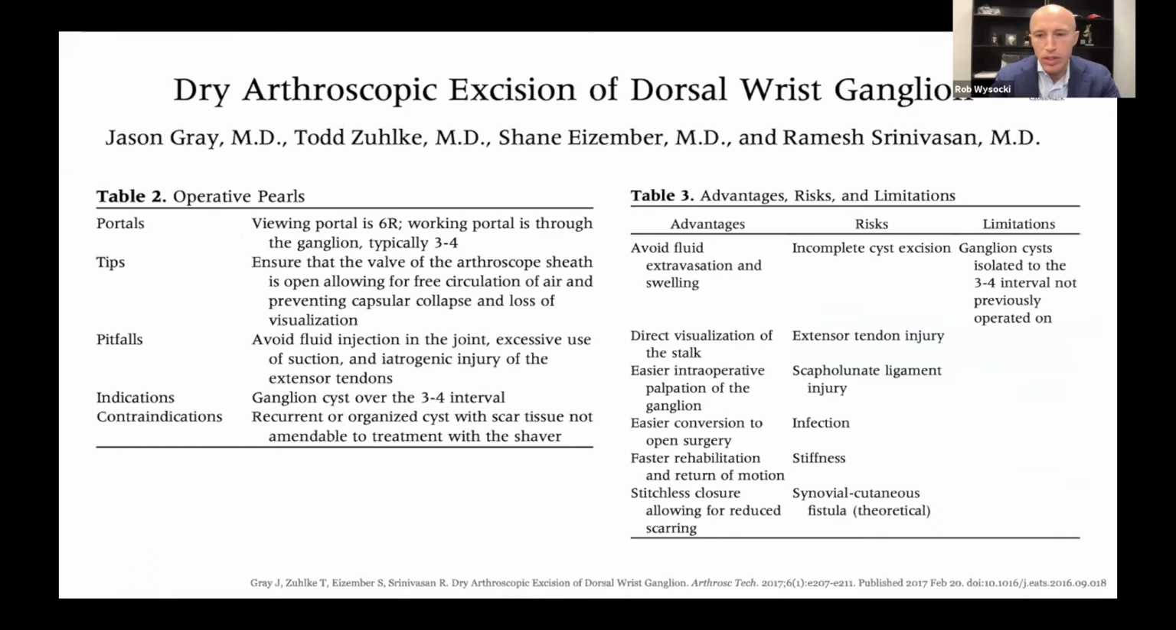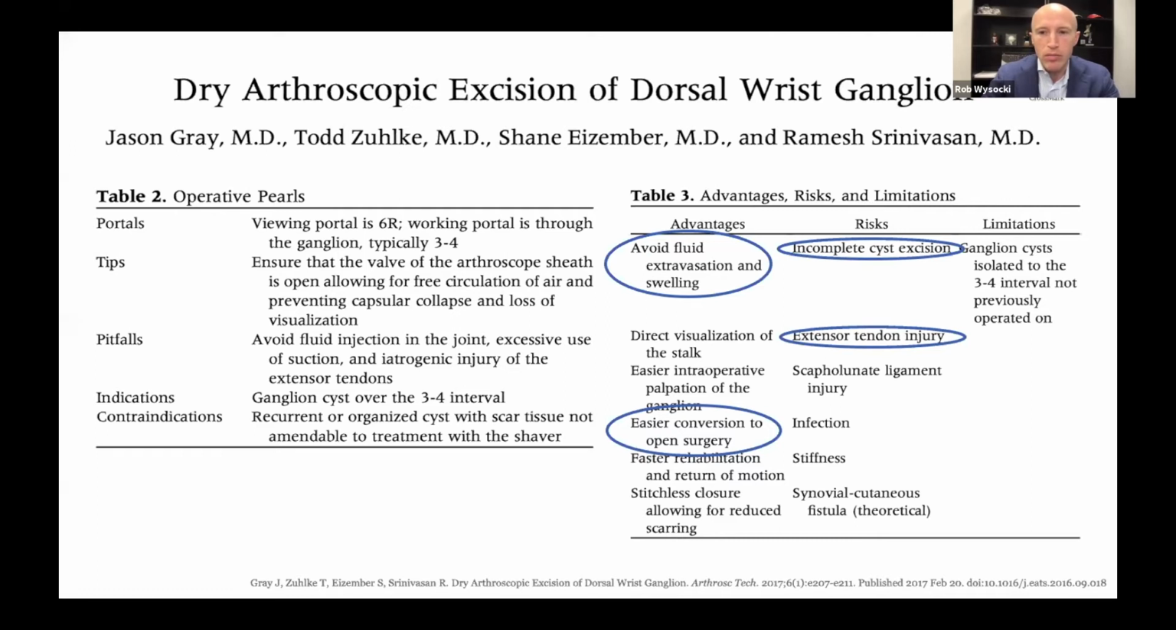I don't necessarily agree with all of them, but I'll highlight what I think are probably two of the truest advantages, which is the benefit of avoiding fluid extravasation and swelling from dry arthroscopy, which can lead to an easier conversion to open surgery if necessary. So if you think there's a reasonable chance of conversion, it may be wise to first start doing it as a dry scope. As far as downsides of the dry arthroscopy, I would agree with these two.